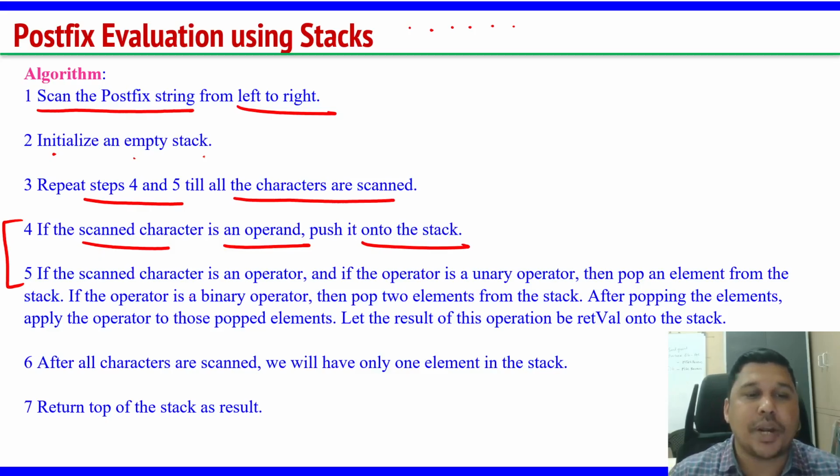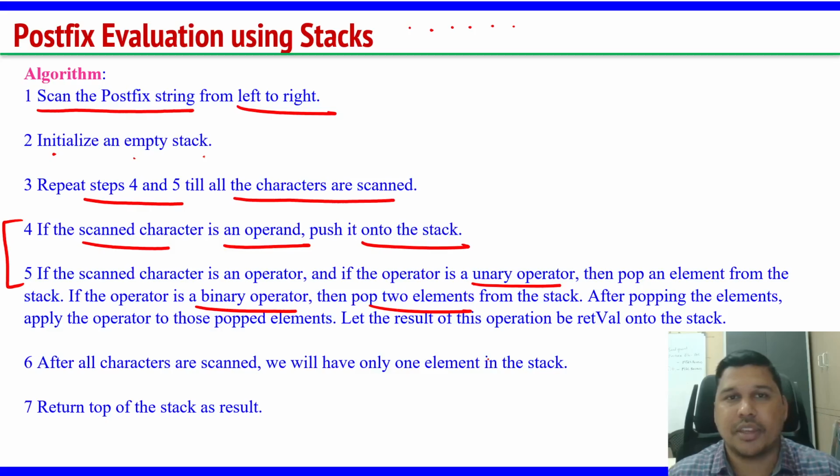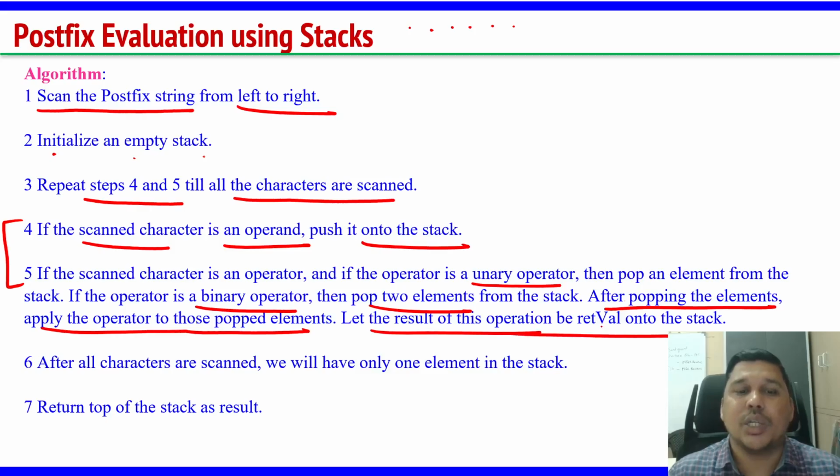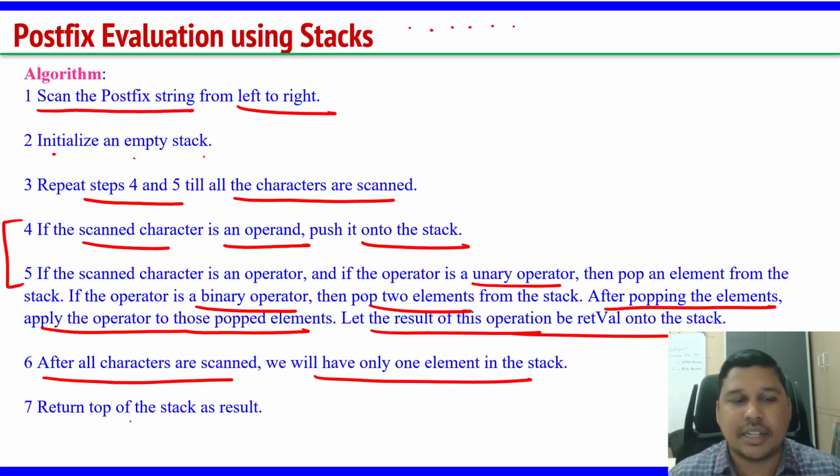Then if the scanned character is an operator, again there are 2 rules here. If it's a unary operator, pop only 1 element. If it's a binary operator, pop 2 elements. After popping the elements, apply the operator on those popped elements. Then whatever result you get, you insert it back onto the stack. After all the characters are scanned, we will have only 1 element left on the stack. That element, if you return it, is the answer.